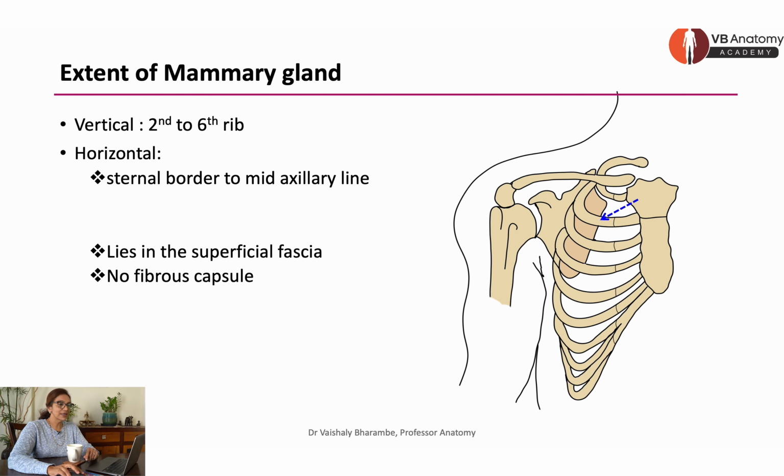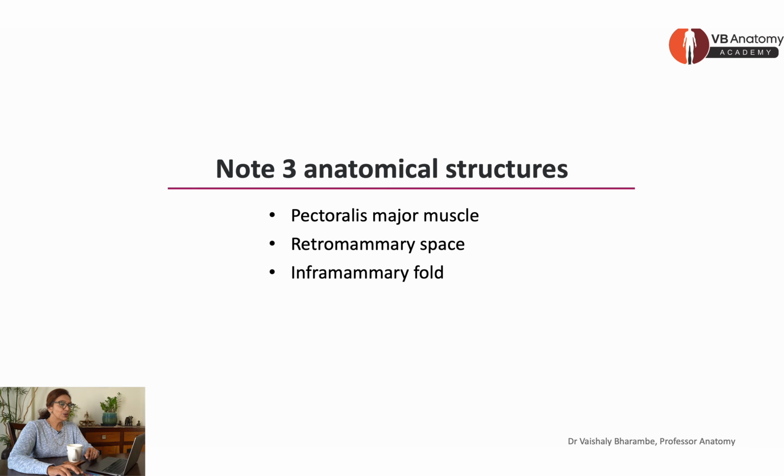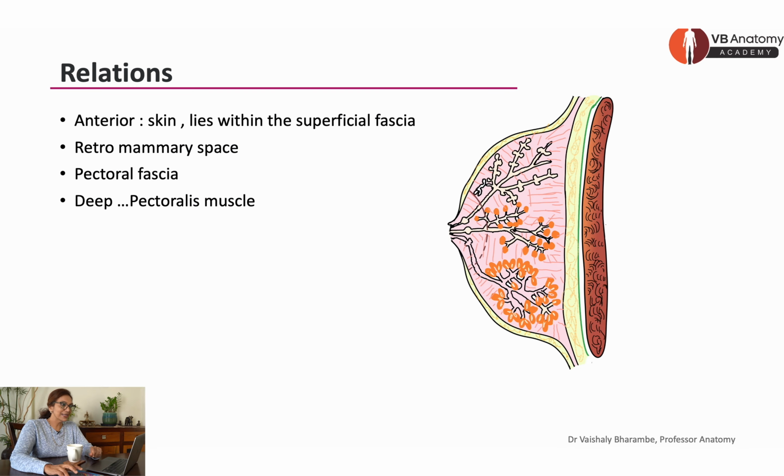So here is the mammary gland, limited above by the second rib, extending down till the sixth, medially till the sternum, and laterally till the mid-axillary line. When you're studying the mammary gland from the point of view of implant, remember three things: pectoralis major, retromammary space, inframammary fold. So, let's understand this.